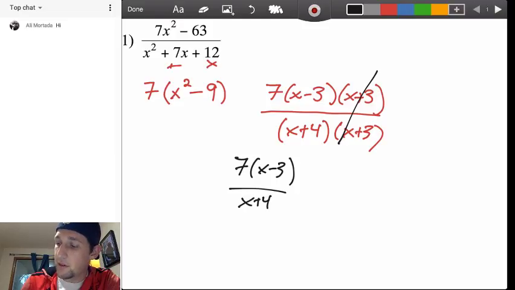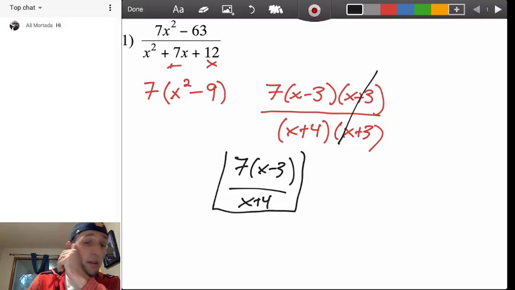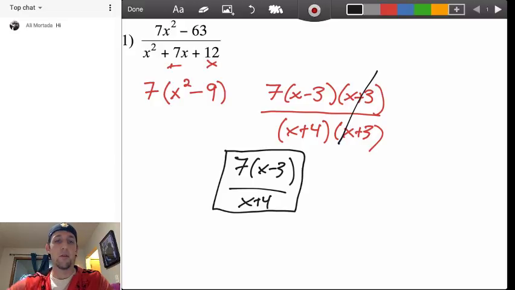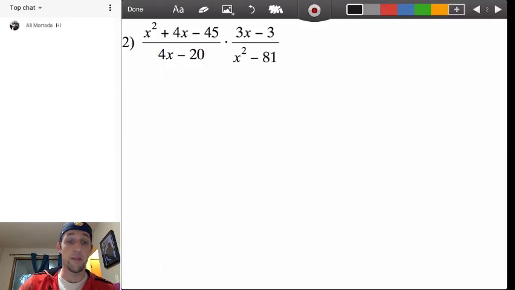You don't have to distribute, okay? If you did distribute and got 7x minus 21, that would totally be fine too, okay? On to the next one. Now, here's what's great. This problem looks significantly more complicated. Nope, not really. There is just a lot more factoring for you to do.